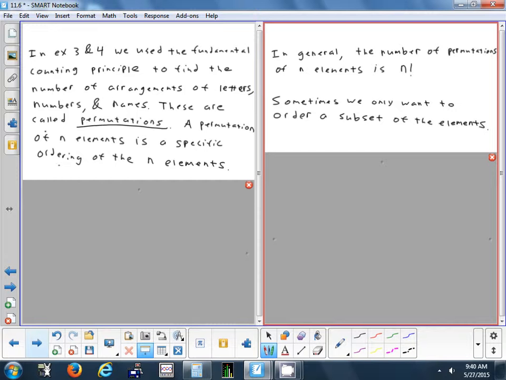Now, sometimes we only want to order a subset of those elements, meaning I've got 5 things, and I only want to know if I pick 3 of them. It's kind of like the first problem. How many ways can I put them in order? I think we did 4 letters and picked 3. That's a subset. You're only allowed to pick 3 out of the 4, any 3 you want, and put them in order.